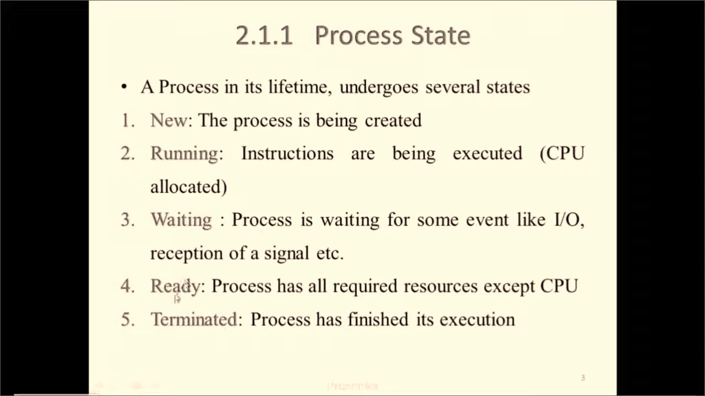Another state of a process is ready. A process is said to be in the ready state when it has all other resources except the CPU. So it is waiting just for the CPU allocation. The moment the CPU is allocated, the execution of the process begins. That state is called the ready state. Terminated: obviously, when a process finishes its execution, it is terminated.